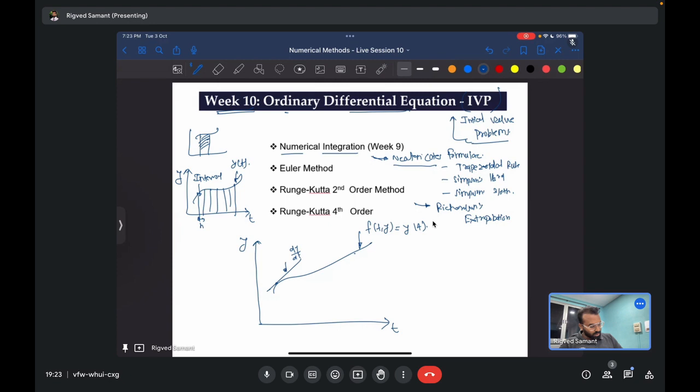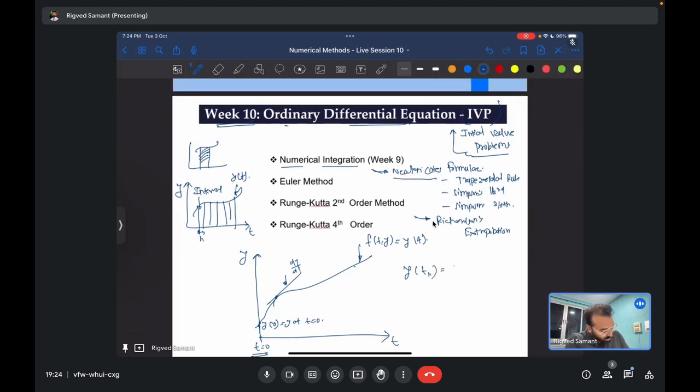And IVP means you will be knowing the function value at t equal to 0, that is y of 0. So you will be knowing the initial value and the slope of the curve at a certain point, and from that you want to find out the value of y at a particular point, let's say y of tn, which is what would be asked of you.